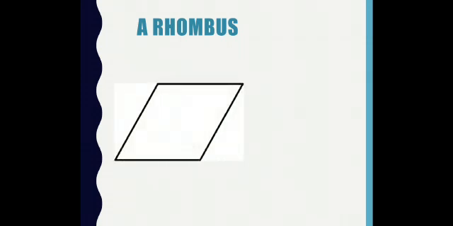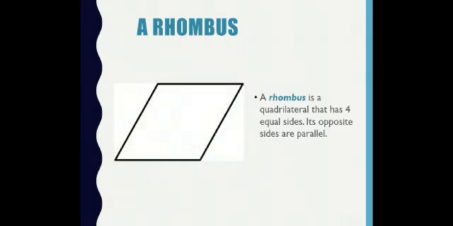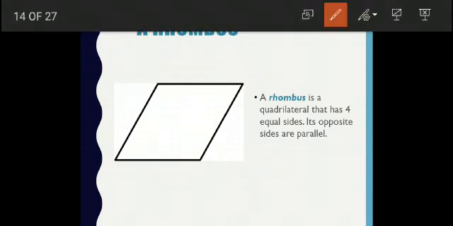The next type of quadrilateral is a rhombus. Now children, in a rhombus we have the property that it is a quadrilateral. That means it is a four-sided figure with four equal sides and both pairs of its opposite sides are parallel. I name this rhombus as EFGH.